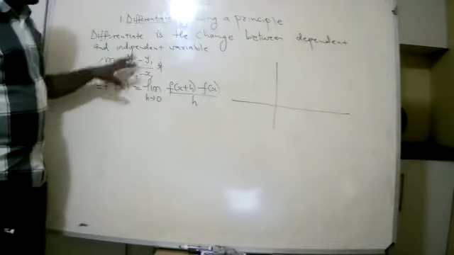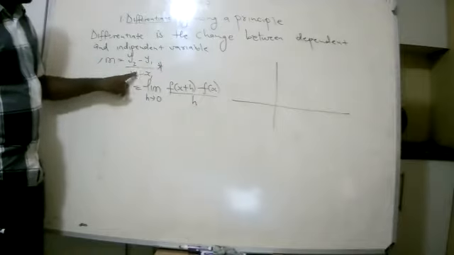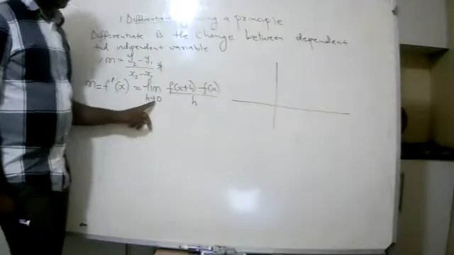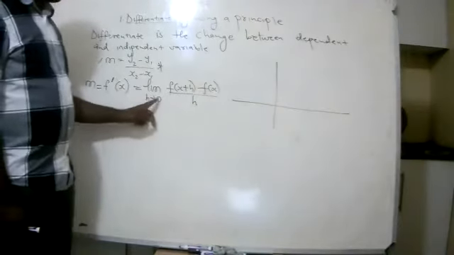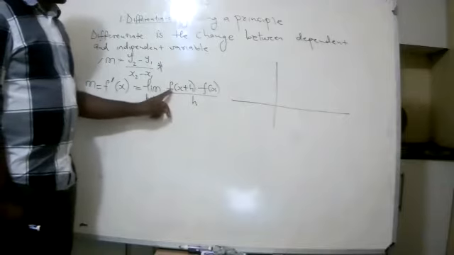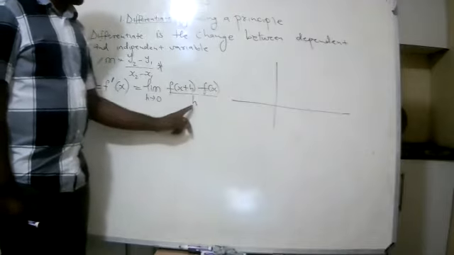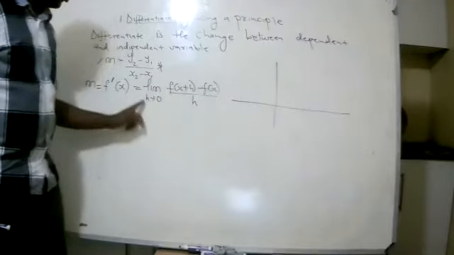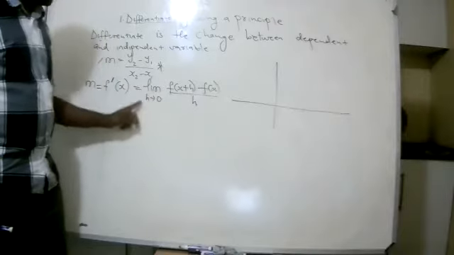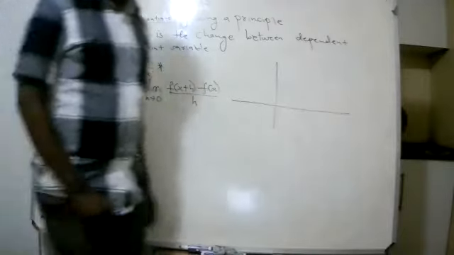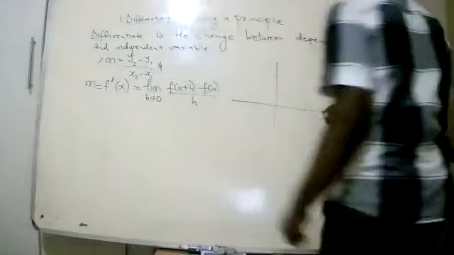To differentiate, we no longer use the formula of the gradient. We are using a new formula: the limit when h approaches 0 of f of x plus h minus f of x, divided by h. There is a new symbol that I'm introducing here, so I'm going to explain that symbol to you.